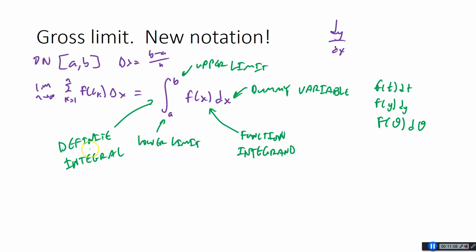Okay, so we integrate functions to find the area between the curve and the axis. This infinite sum, we represent with an integral instead, because this is a gross limit. We don't want to write that a bunch of times. So we just use this fancy-looking integral instead.